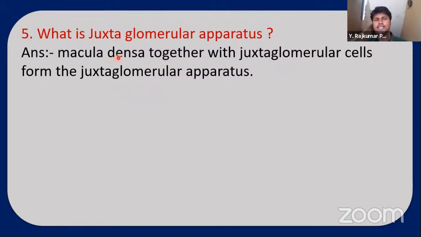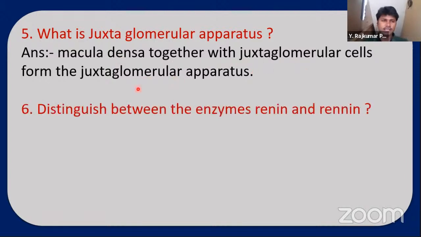Okay, macula densa is present in the DCT region. DCT means distal convoluted tubule. Okay, there you can find this macula densa. It's a group of cells which, together with juxtaglomerular cells, is called the juxtaglomerular apparatus. The next question.